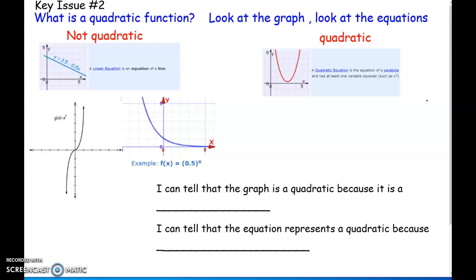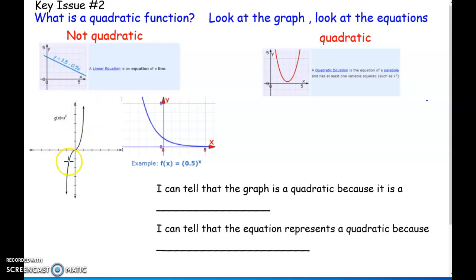So on this side over here on the left, these are not quadratic. This one tells you right here, it says it's a linear equation. And this is the equation of the line. y is equal to 3.5 minus 0.5x. So that's a line with a negative slope.